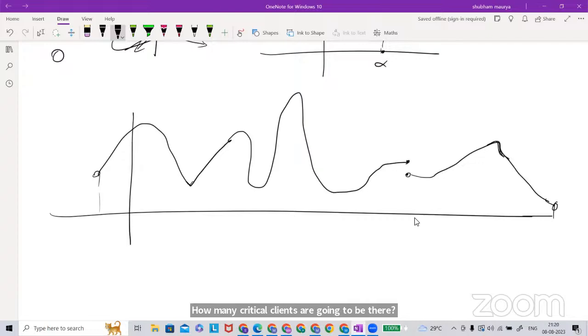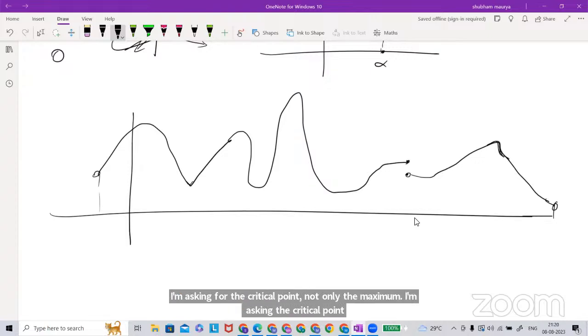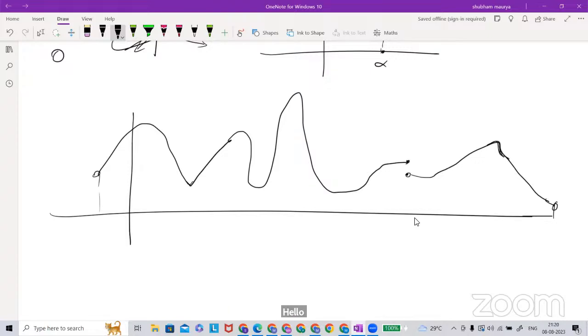Am I audible? 4. 3. 4. Okay, how are you sure only 4 is there? Sir, 4 maximum points. I'm asking for the critical points, not only the maximum. 7, sir. 6. Okay, let's check it here. The last graph is not that clear. If you can redraw, it will be better.